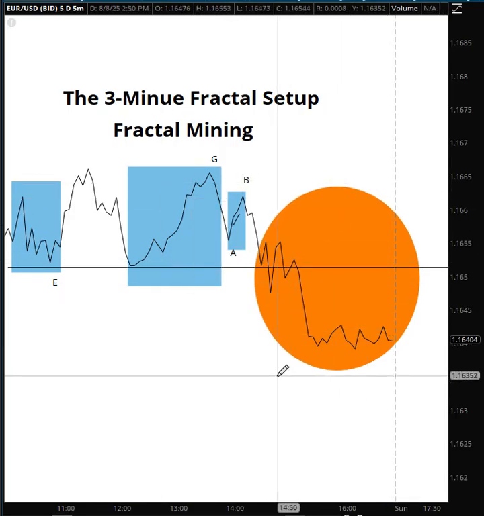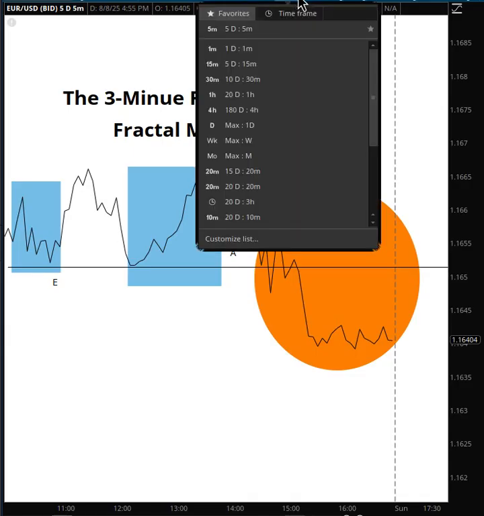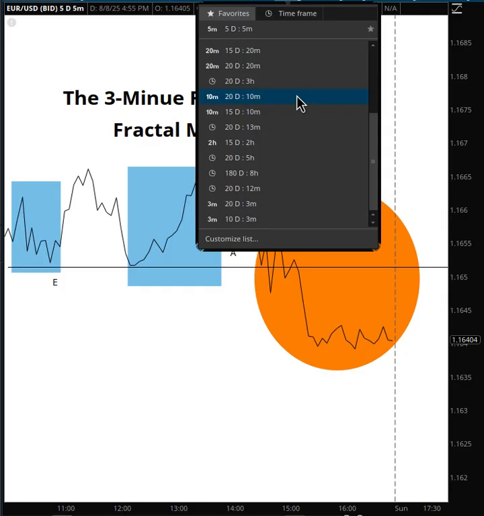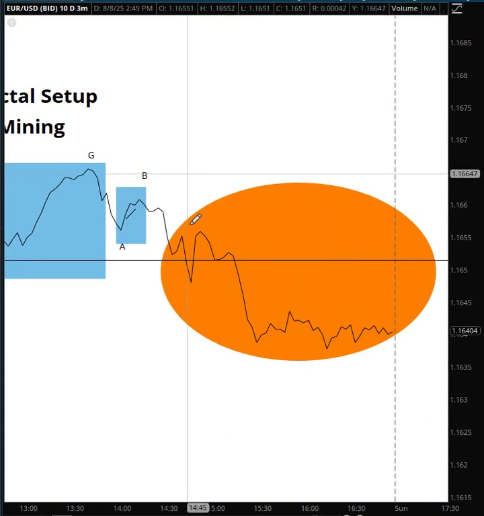And the way you do that, again, as I mentioned before, you look at the different time frames, all right? Just for the heck of it, since we're on the 5-minute time frame, we can take a look at the 3-minute time frame. Do we have anything here?